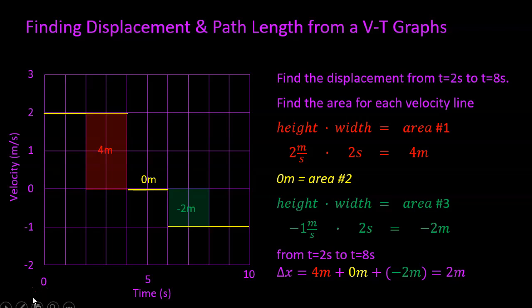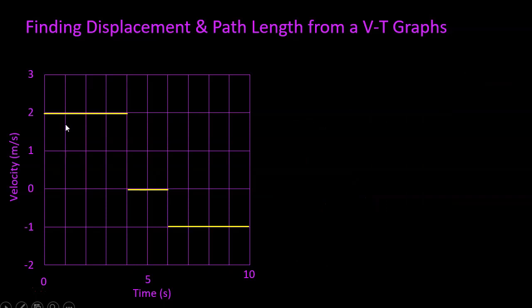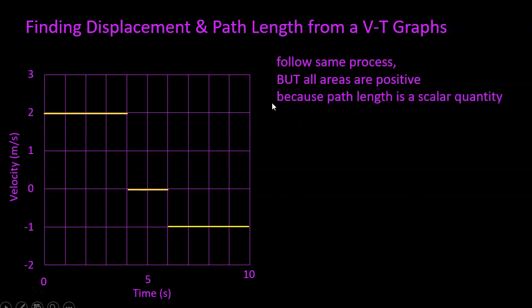Let's move on and find out how we calculate path length from a velocity time graph. So once again, we have our same motion represented by this velocity time graph from 0 to 10 seconds. To find path length, we're going to follow the same process we used for displacement, but all areas will be positive. Even the areas below the time axis we'll treat as positive areas. And we do that because path length is a scalar quantity, so it has no direction. And remember, the positive and negative in physics are not to tell us the value, but to tell us the direction.